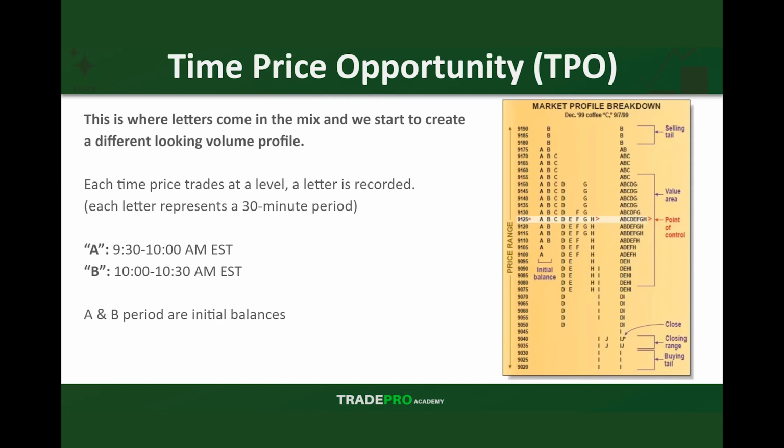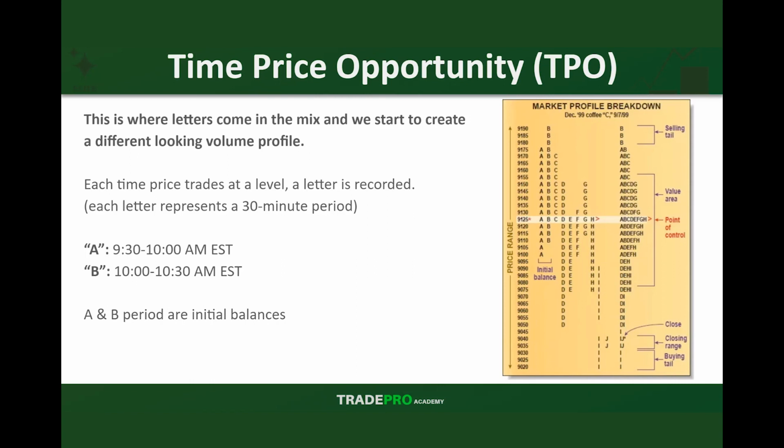Everything in the A and B periods is what we would call the initial balance. And this is important. We're going to go through this in a bit. We should understand where this initial balance is and where the tops and bottoms are, because what comes after that initial balance can be what we call unfair highs and lows.